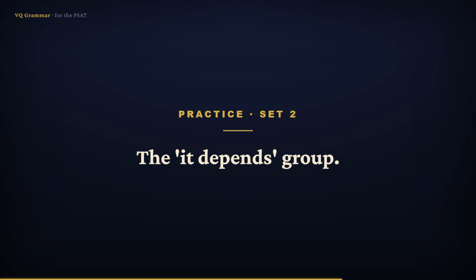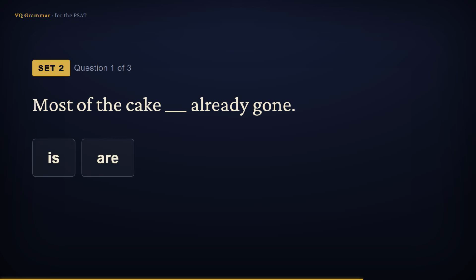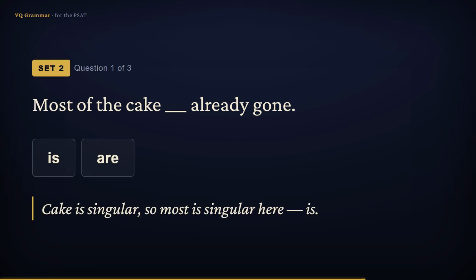Now the depends group. Some, all, any, most, none. For each one, find the noun after of and let it decide singular or plural. Pause and try each one. Most of the cake, blank, already gone. Most is in the depends group, so check the noun after of. That noun is cake, which is singular. So most is singular here, and we use is.